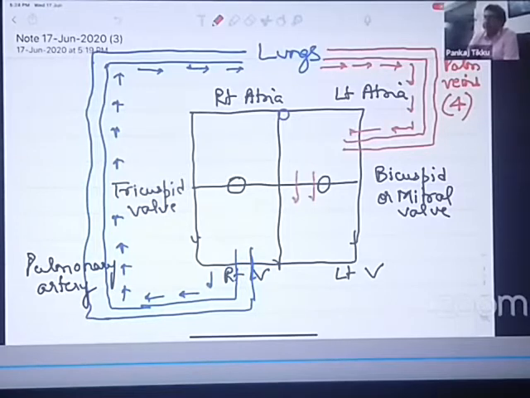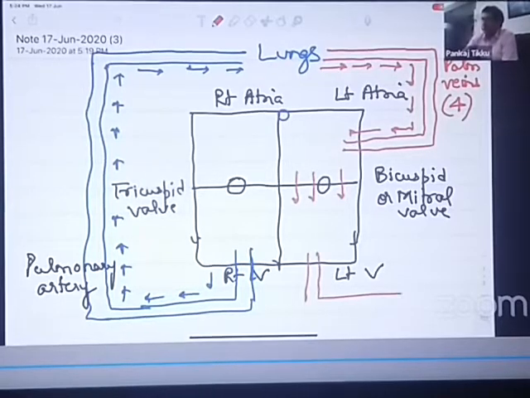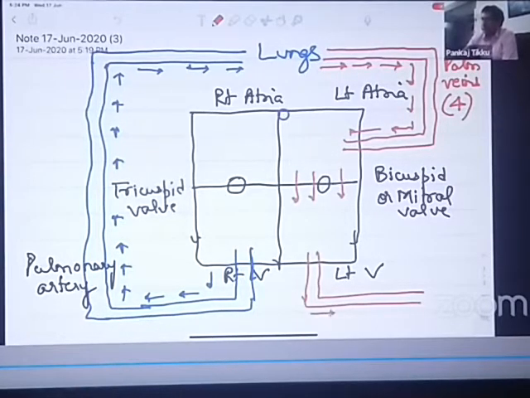From the left atria, this blood is then going down into the left ventricle, and from the left ventricle the blood enters into the aorta. Right? The valve which guards the pulmonary artery is known as the pulmonary valve. The valve which guards the aorta is known as the aortic valve.